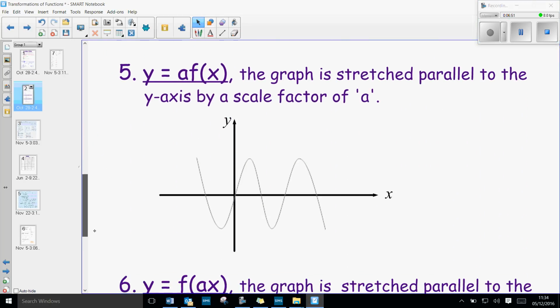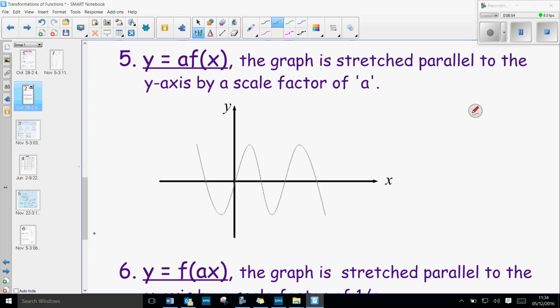This is where a number is stuck in the front of it. If there is a number stuck in the front of the function, then we know that the graph has been stretched parallel to the y-axis. So it's an up and down stretch by a scale factor of a. What that means is that your x values don't change at all, but your y values are pulled up or down, as the case may be.